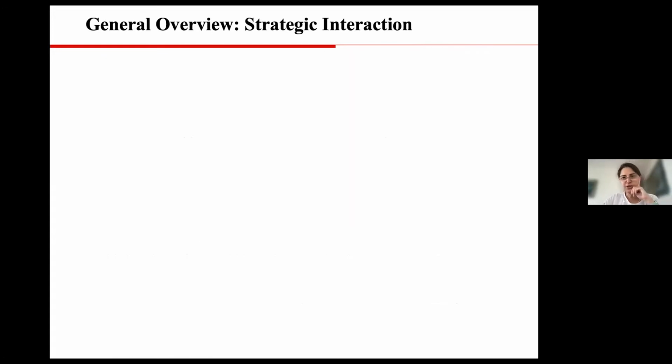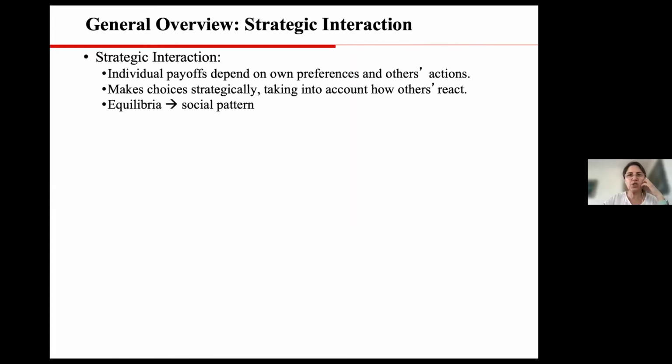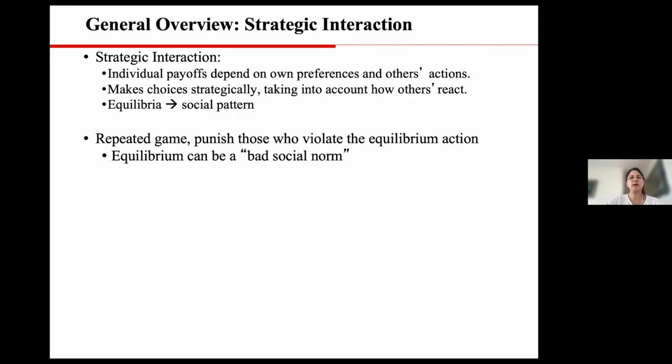Now I'm just going to give you an outline of a strategic interaction model. Again, in a model with strategic interactions, individual payoffs depend on own preferences and others' actions, or preferences over other people's actions. People make choices strategically, taking into account how others may be reacting, and equilibria give us some sort of social pattern. So if we were to take a repeated game as an example of strategic interaction, a strategic game can produce what's called a social norm.